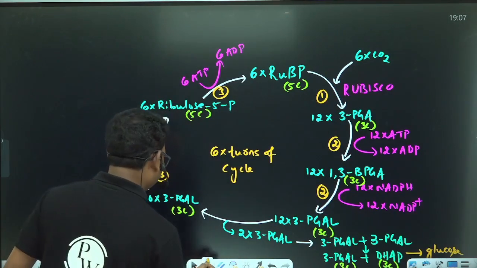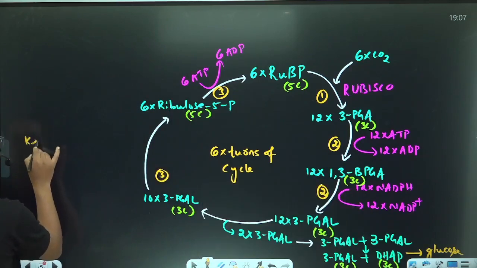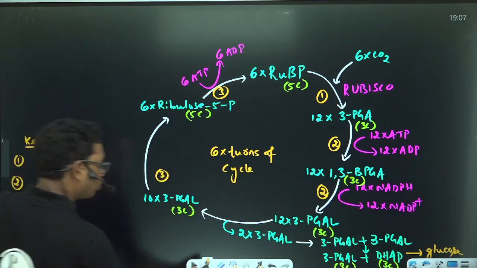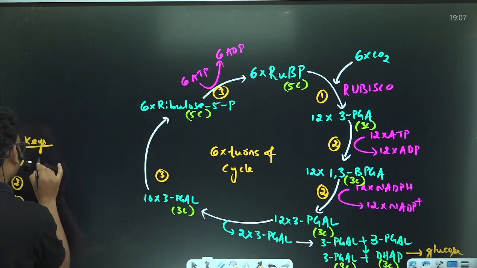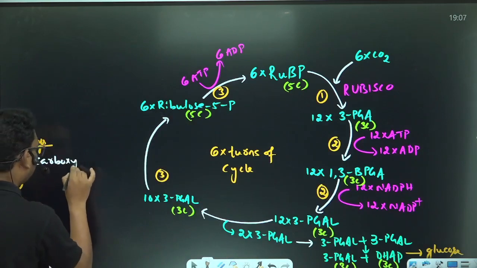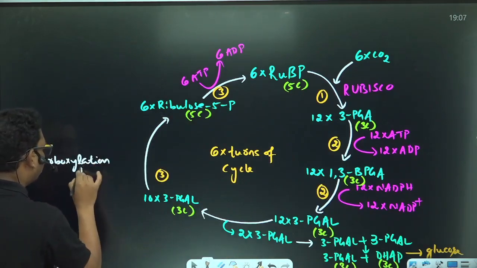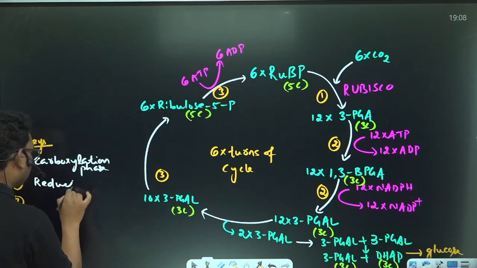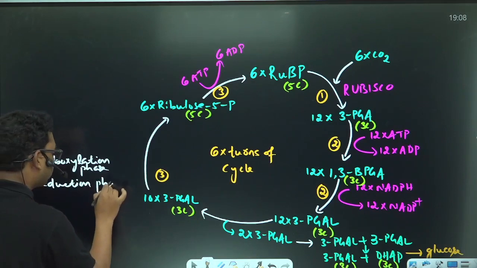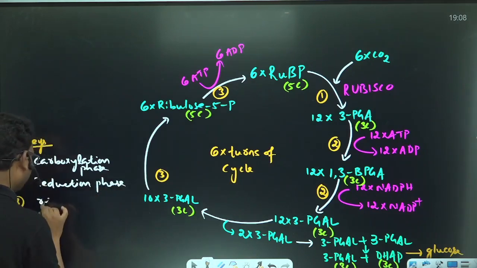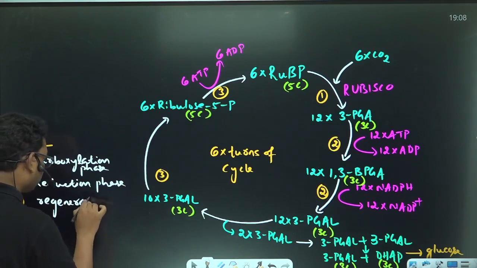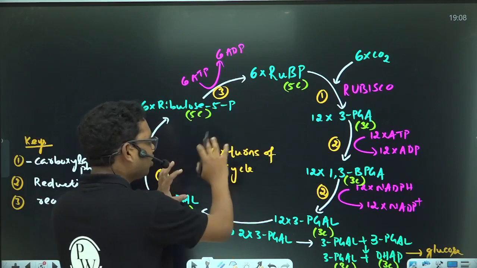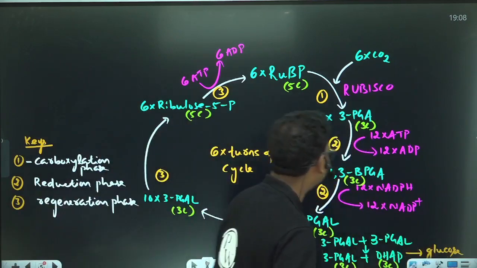Clear? So let me write here the keys. So 1, 2 and 3. Here 1 means carboxylation phase, 2 means reduction phase, and 3 means regeneration phase.